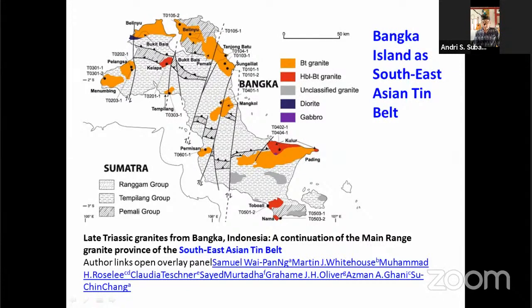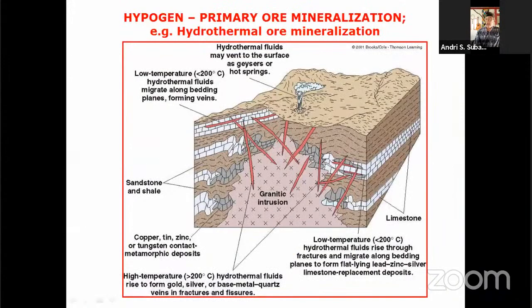PT Timah has for maybe two or three decades explored the offshore area and mined the tin sand from the seabed, under 20 meters below the surface. This is one of the hypogene primary ore mineralizations. So this is the general image that shows how mineralization can evolve in a granite intrusion.